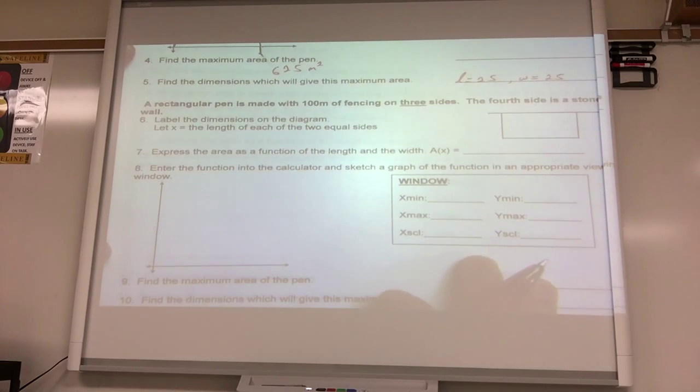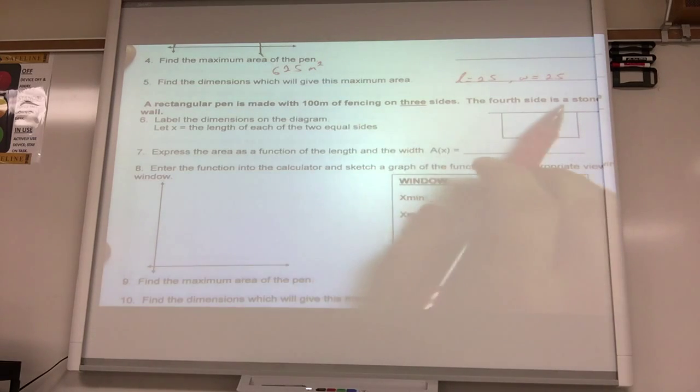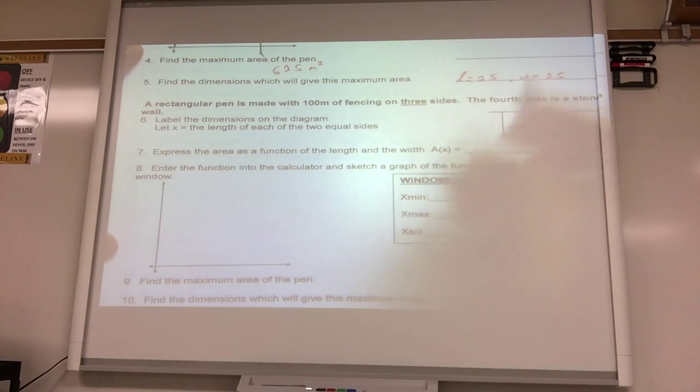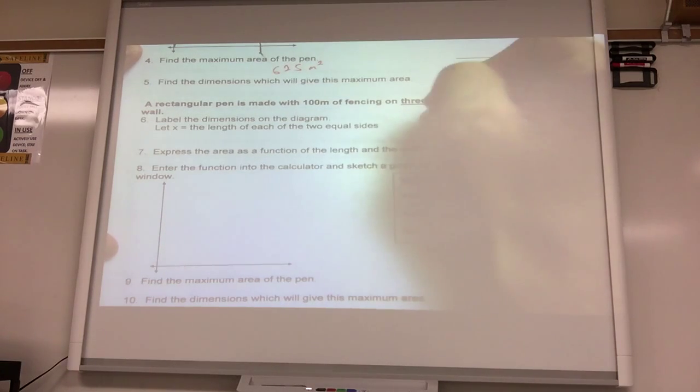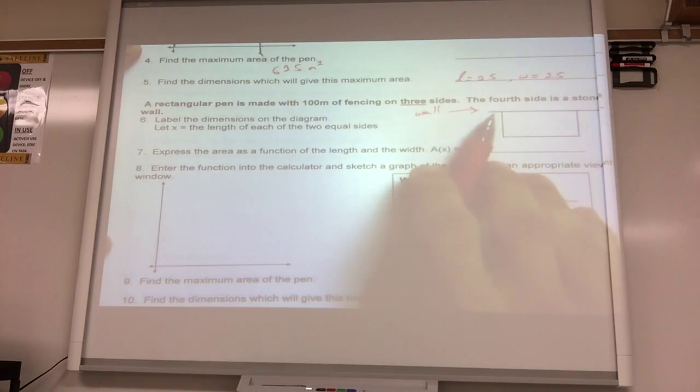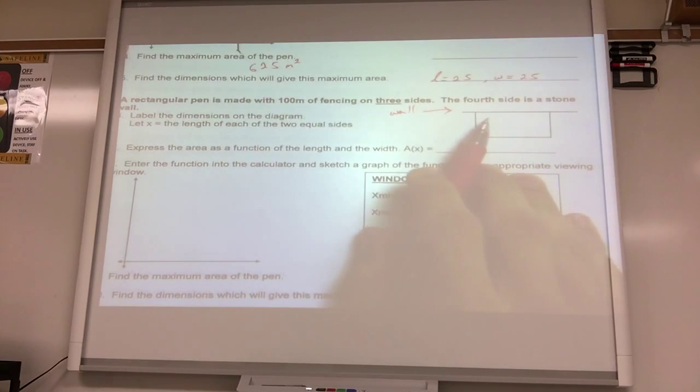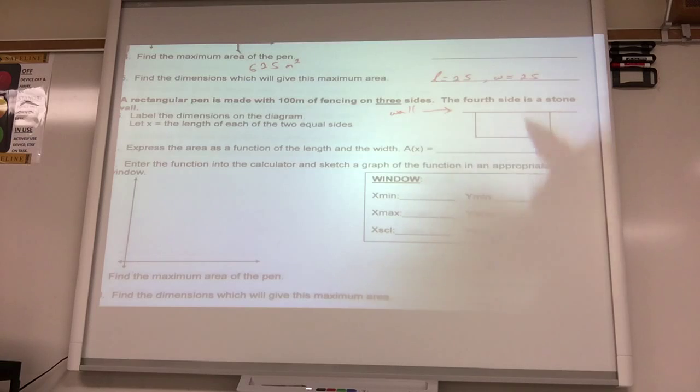It says a rectangular pin is made with 100 meters of fencing again, but this time it has 3 sides. The fourth side is a stone wall. Okay, so in other words, if this is a stone wall, if this line right here is a wall, then we don't need to fence that wall. So we have now a width here, we have a width here, and we have a length here. So we have 2 widths and a length.